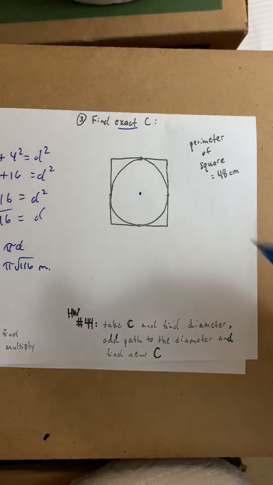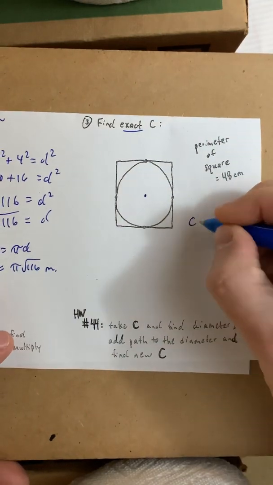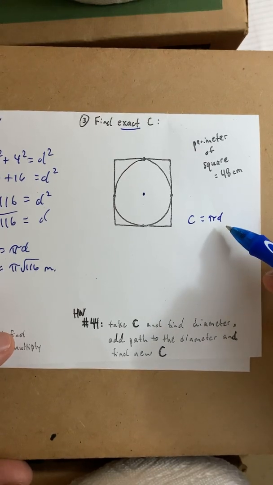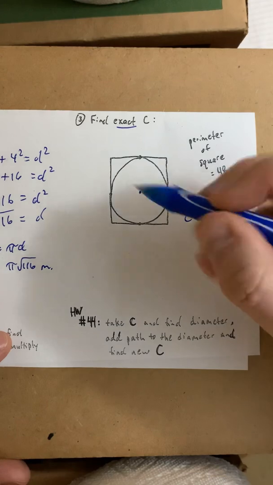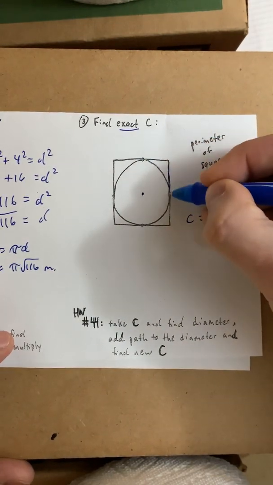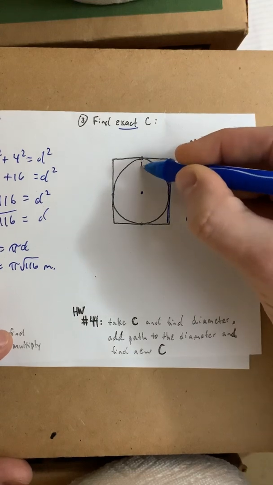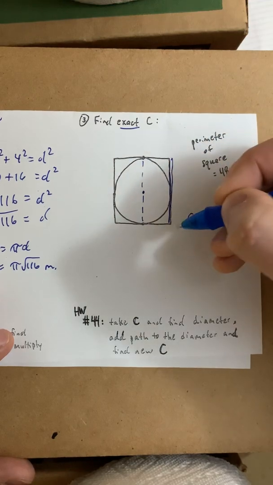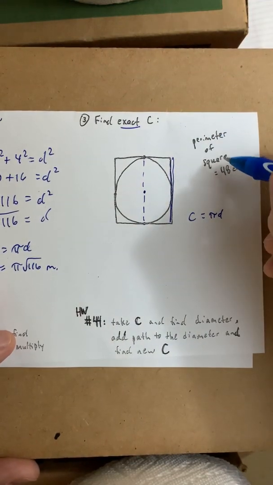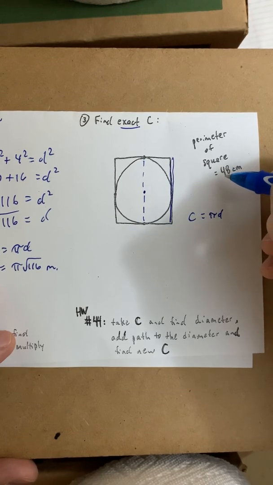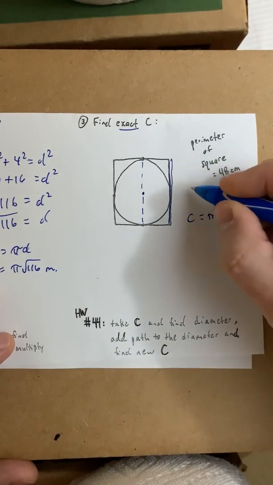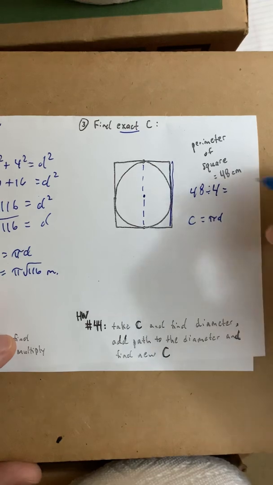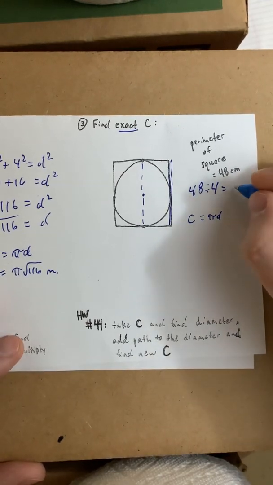Now, we want the circumference, so we're going to want to use C equals pi d. The only problem is we don't have the diameter. But hopefully you notice that the side of the square here is the same as the diameter of the circle. And since we're given the perimeter of the square, all four sides being congruent, we can easily find what one of these sides is. So divide by 4. And we come out with 12 for each side.